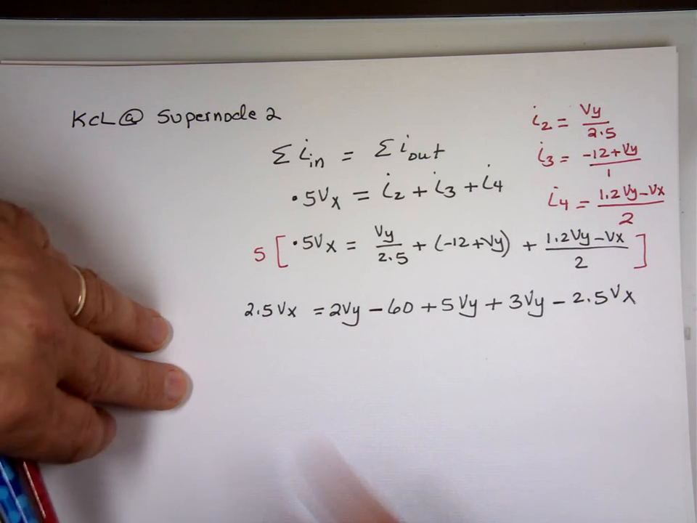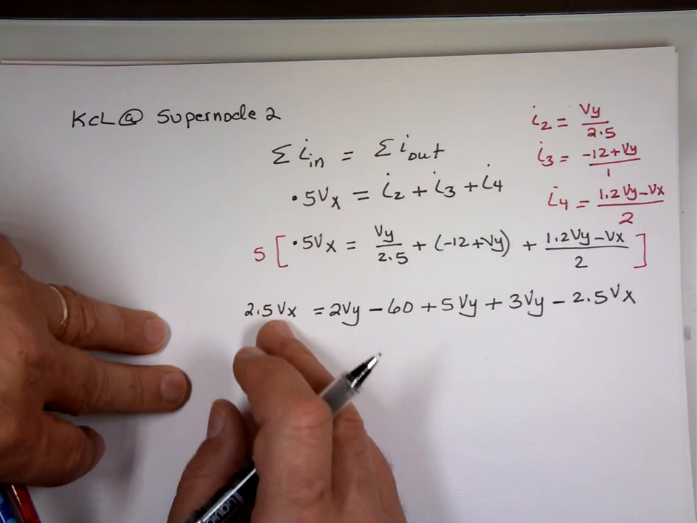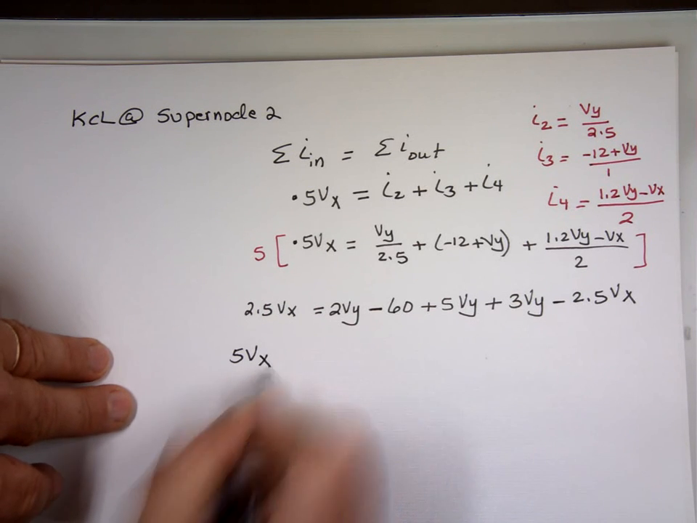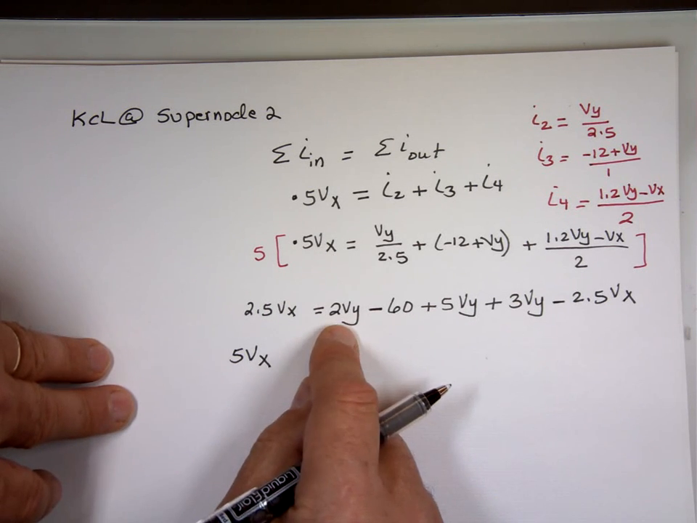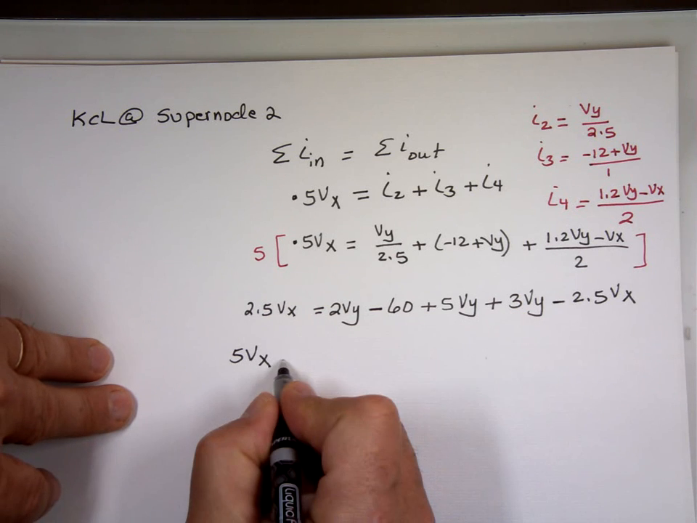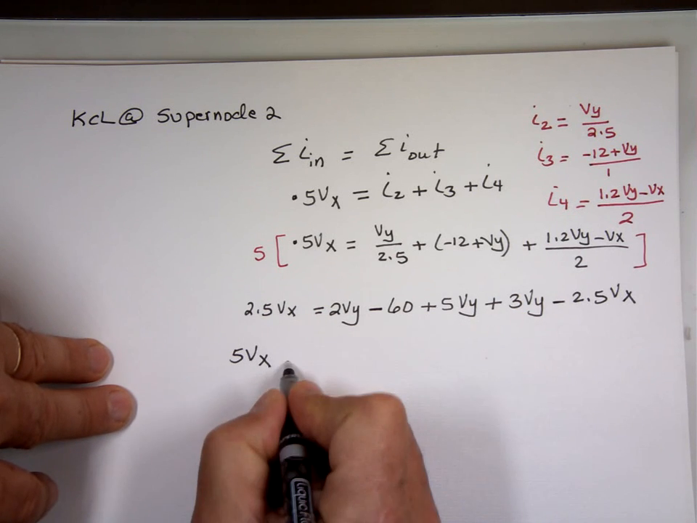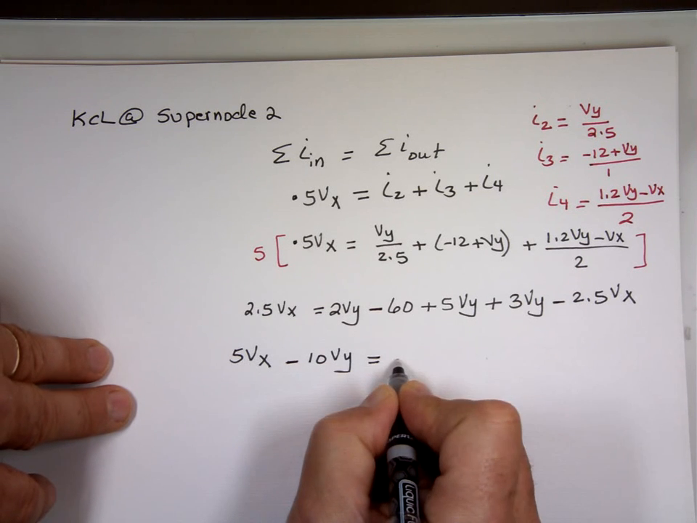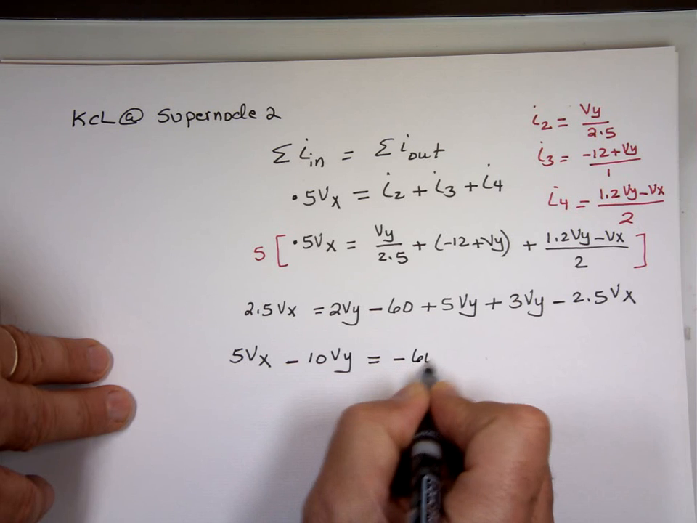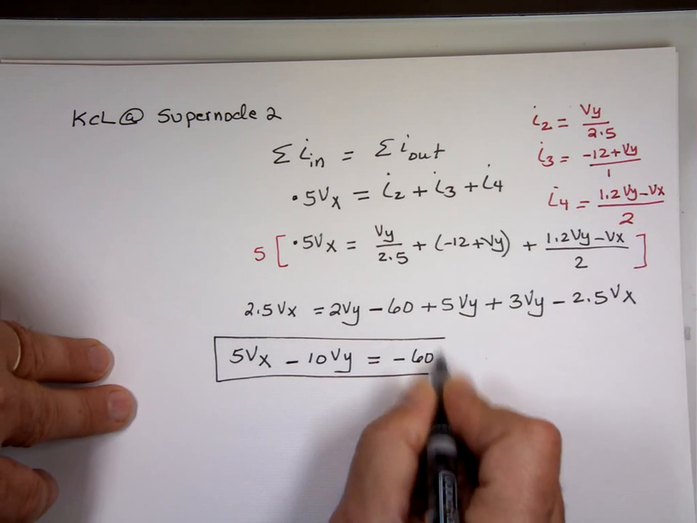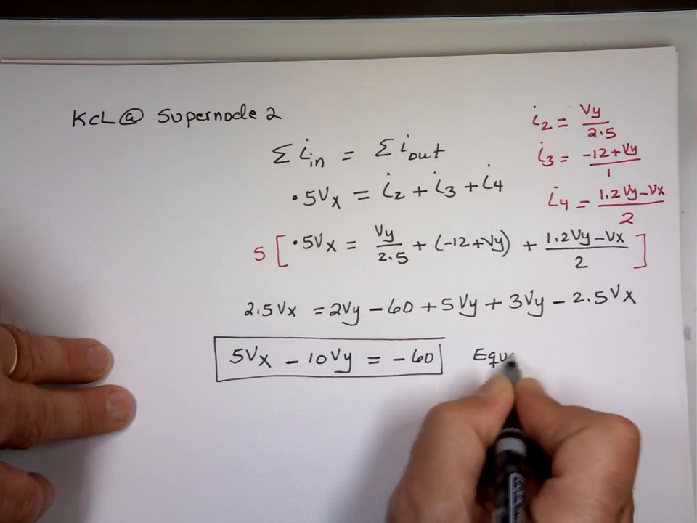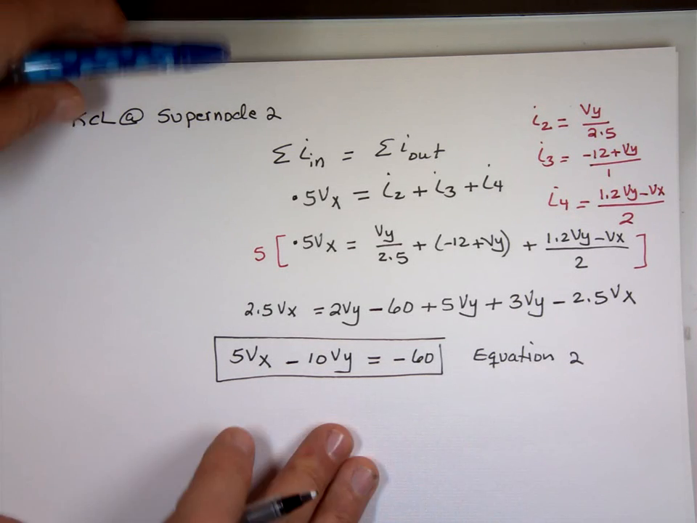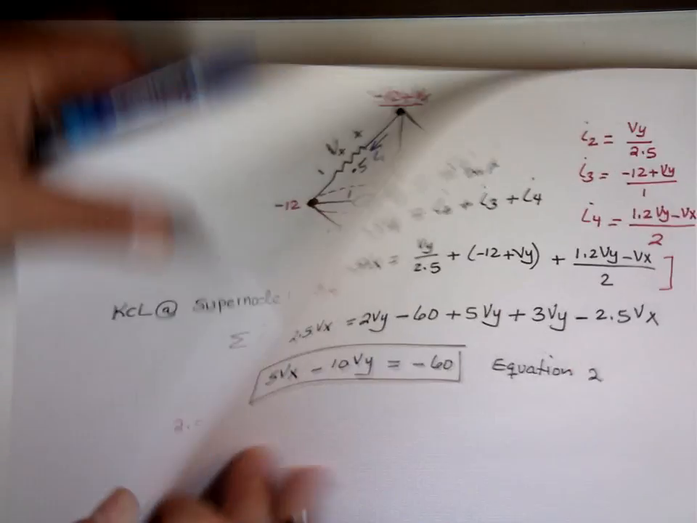If you move all the Vx's to one side and all the Vy to the other side, you'll have what? 5 Vx. 2 Vy, 3 Vy, 5 Vy, is that 10? Move them to this side, that's a negative 10 Vy, equals negative 60. That's equation number 2. You have 2 equations by 2 unknowns. You're done, right there.